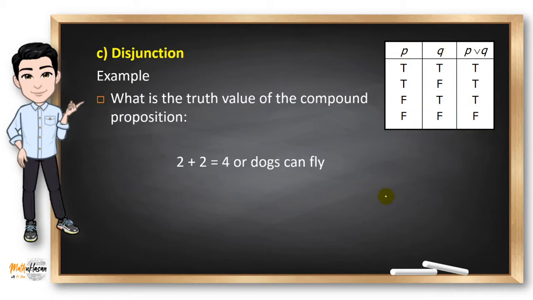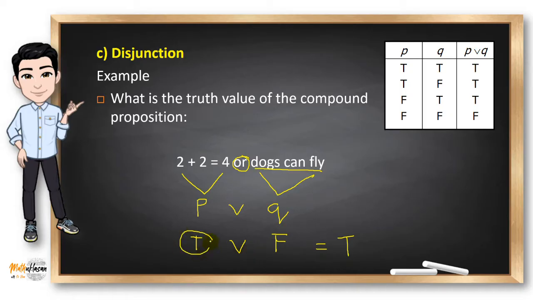For example, what is the truth value of the compound proposition 2 plus 2 equals 4 or dogs can fly? Now, let this proposition be P and this proposition be Q. So, since this is OR, we are looking for P or Q. Now, the truth value of 2 plus 2 equals 4 is true because that is correct, right? But we know that dogs cannot fly, so this is definitely false. So, true or false will always give us a truth value of true because this is true.